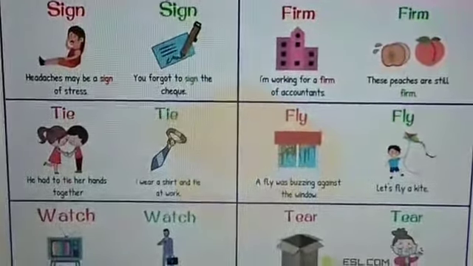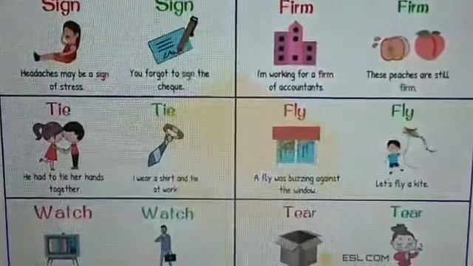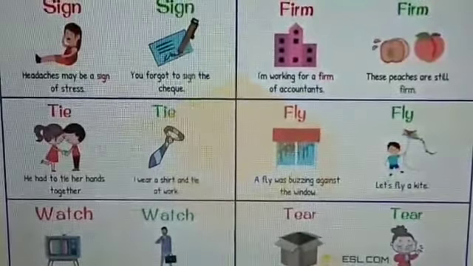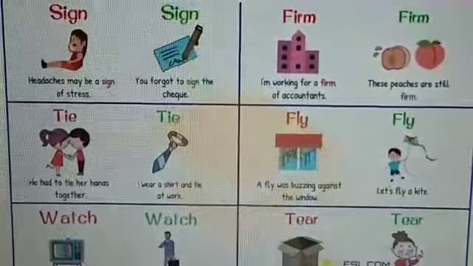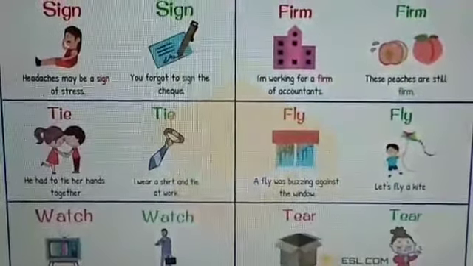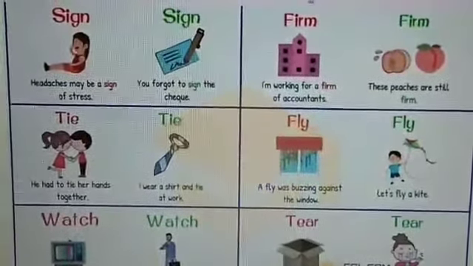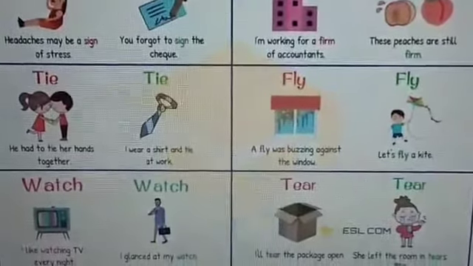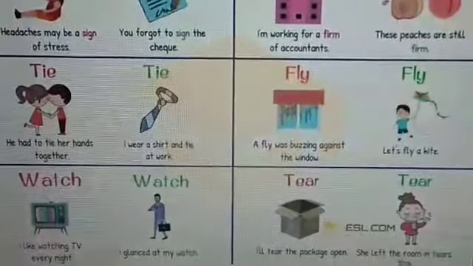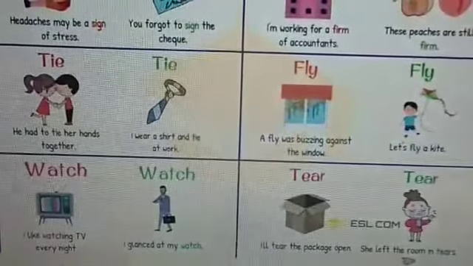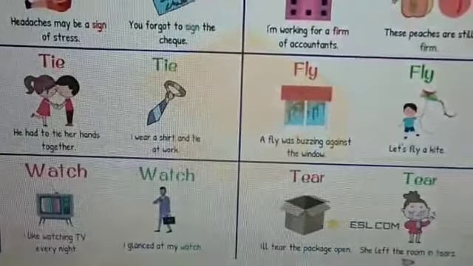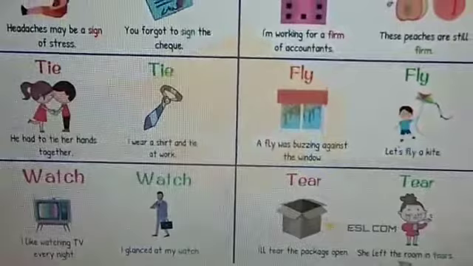Second one, you see, tie. He had to tie her hands together. Tying, you know. Then the next one, you are wearing a tie to school. I wear a shirt and the tie at work. Next you see, watch. I like watching TV every night. Watch is used as a verb here. And the next one, watch is used as a noun, but we pronounce it the same, so only it is homonyms.